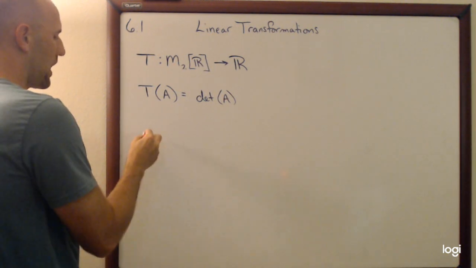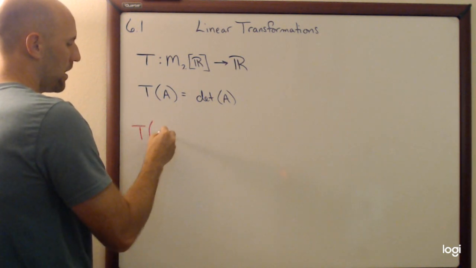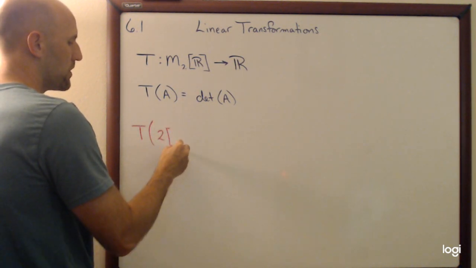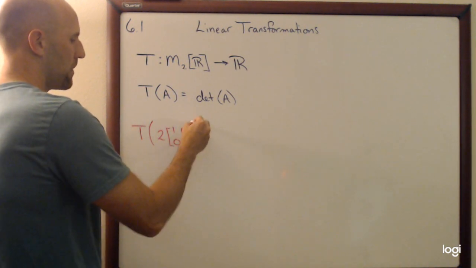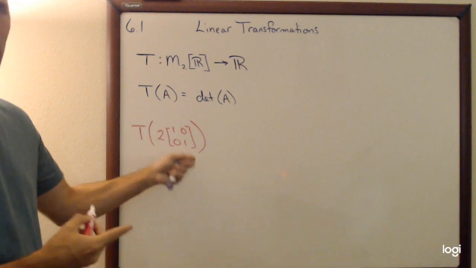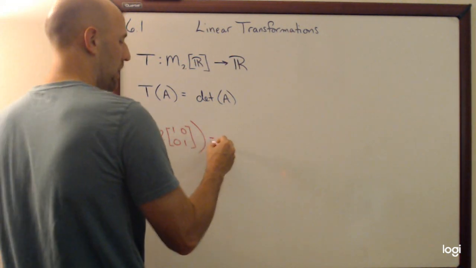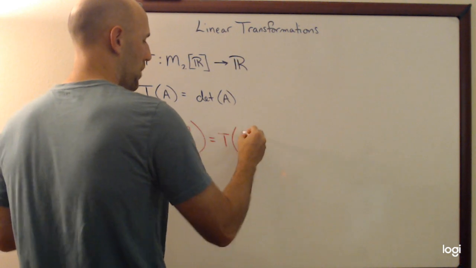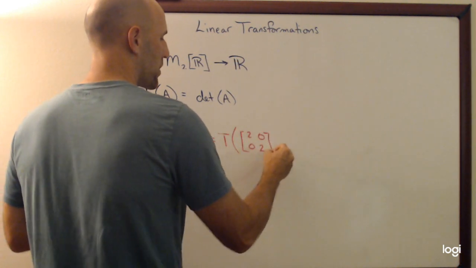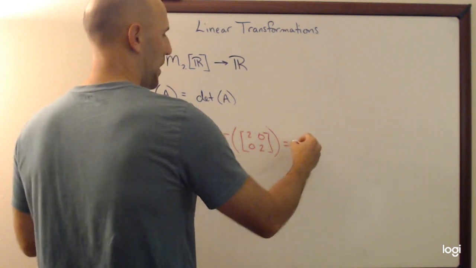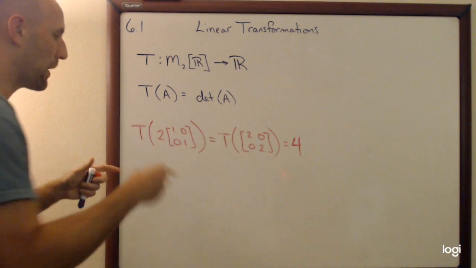I want to say, let's take a look at the transformation of, let's say, 2 times 1, 0, 0, 1. Okay? Now when we multiply a scalar times a matrix, we know that the scalar gets multiplied by every entry. So this is just the transformation of 2, 0, 0, 2, and that determinant, because that's my mapping, it's just 4.